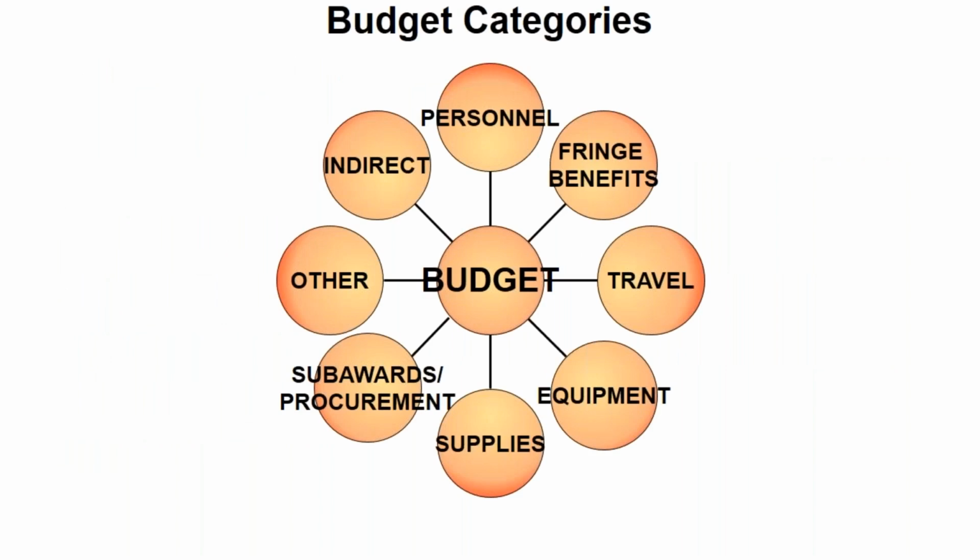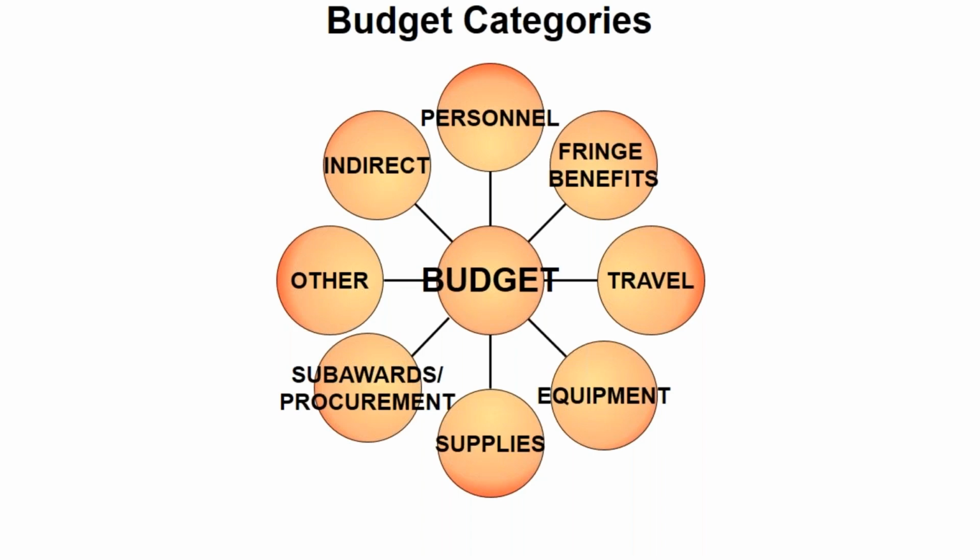For the Department of Justice, when you're completing your budget, we're using the following categories. The first category is personnel, followed by fringe benefits, travel, equipment, supplies, subawards and procurement, other, and indirect. There's one category you did not see here: the construction category. Generally, construction is an unallowable expense, but we do allow for renovations in that category. There is one purpose area that does allow for expenses to be put in that category.